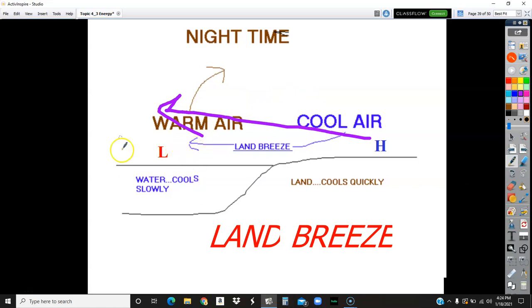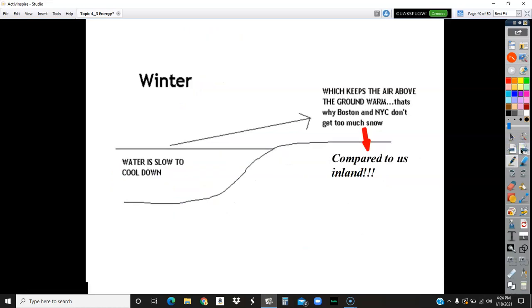And all of this only happens because water cools slowly. It takes a long time because of its high specific heat. It heats up slowly, but it also cools slowly. Wintertime. Now that's on a daily basis.